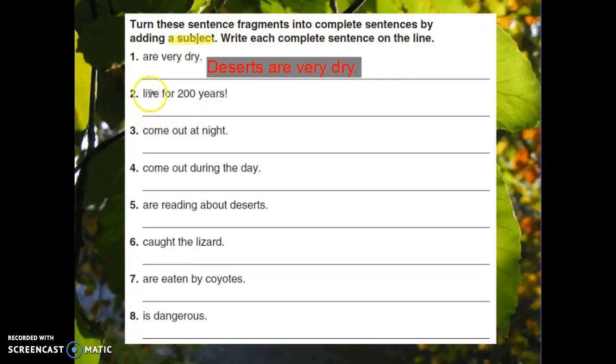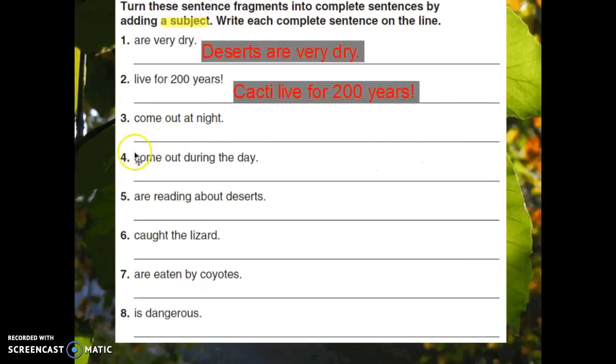Let's do number 2 together as well. Blank lived for 200 years. What could live for 200 years? Really, you could put any subject that would make sense. I'm going to say maybe it's cacti. Cactus. There's an exclamation point there. Okay. Your job is to finish page 7.